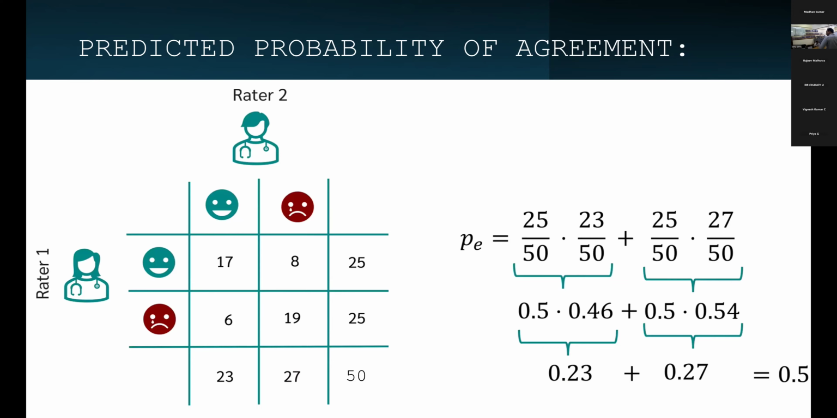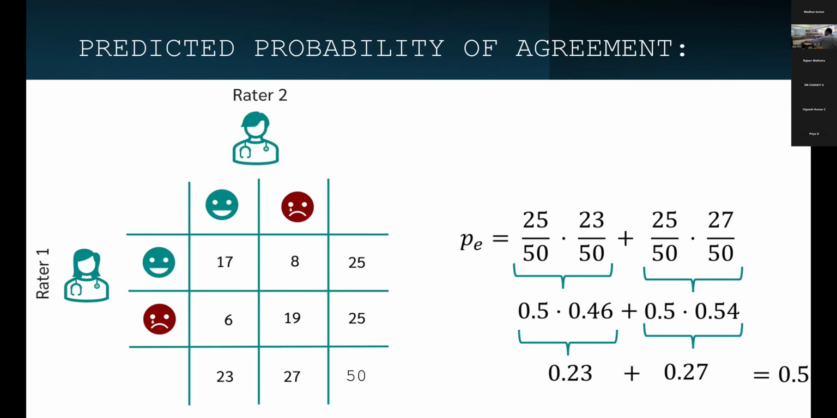Now, if you look at the same thing for patients who are depressed, what is the probability that rater number 1 said these patients are depressed by pure chance? That will be 25 out of 50. What's the probability that rater number 2 said these patients are depressed purely by chance? Again, this is 27 out of 50. If you multiply those two, you get the probability that these two said that they are depressed purely by chance and not by anything else.